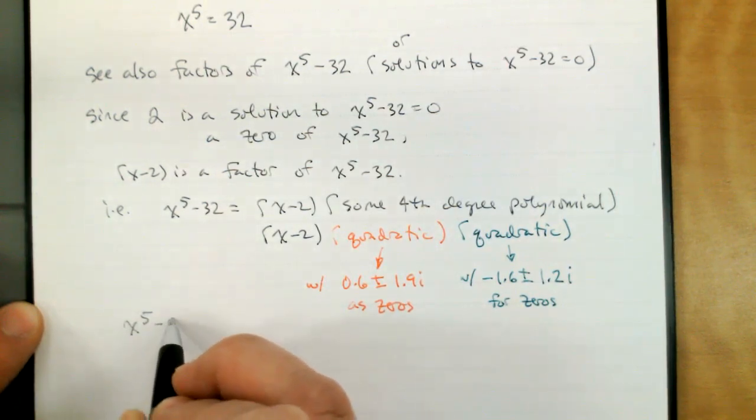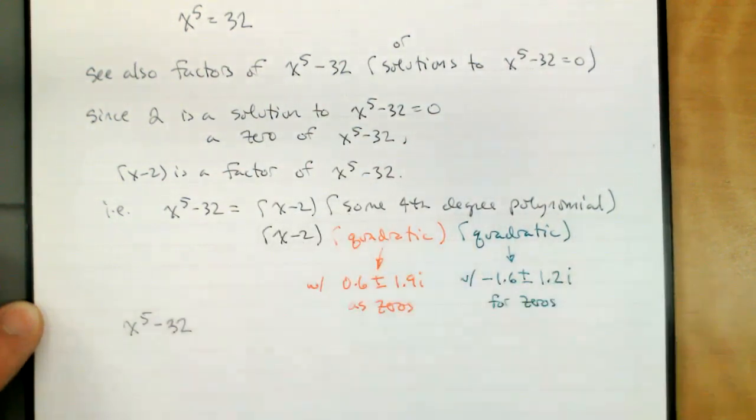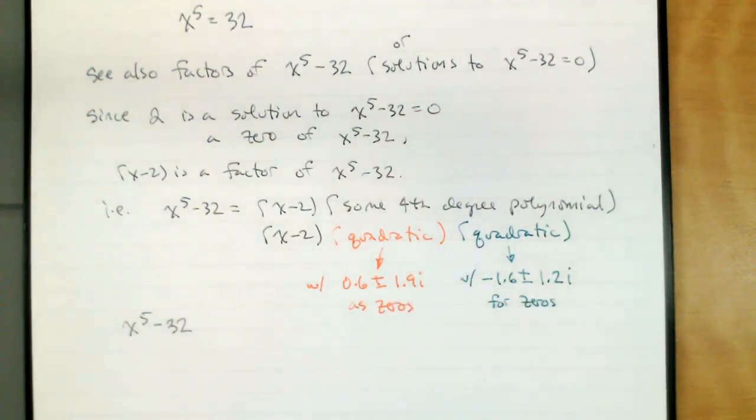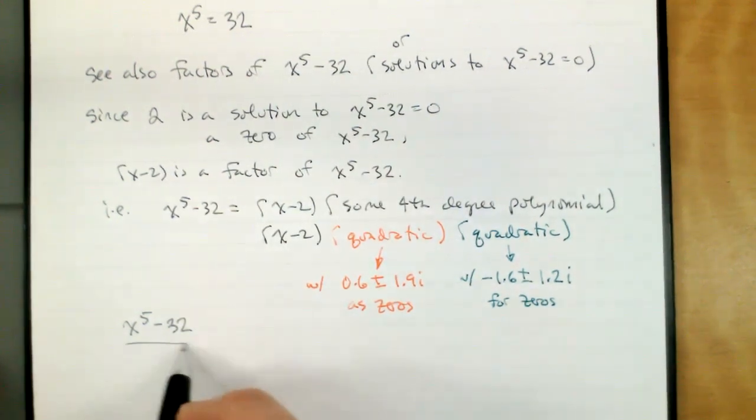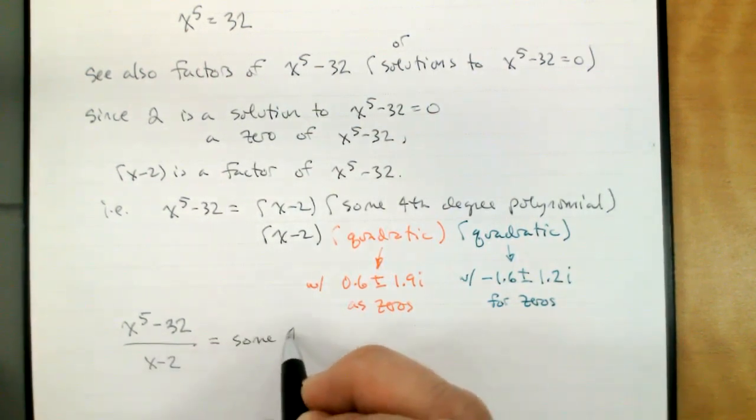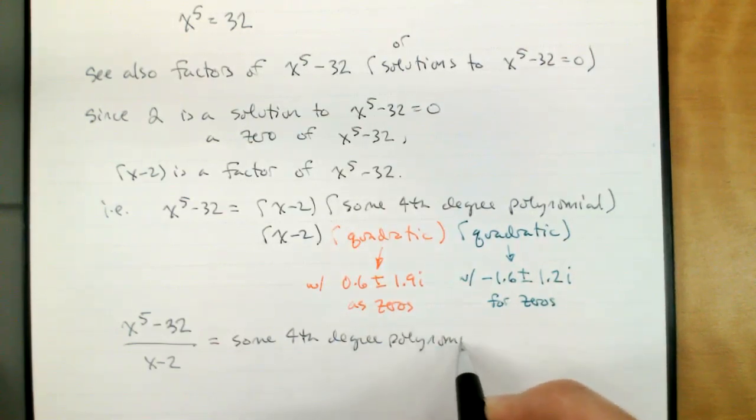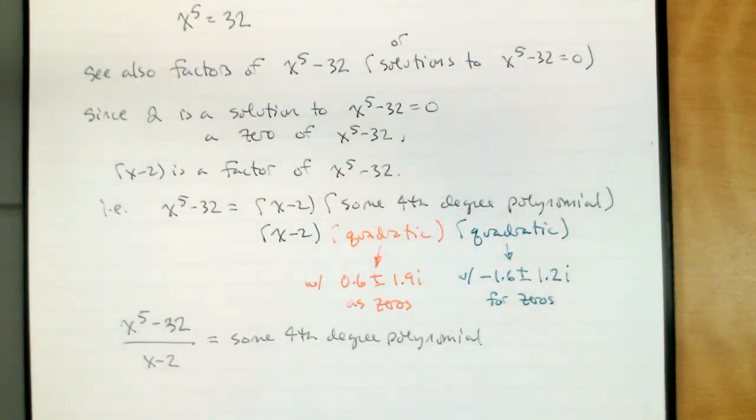Because that's just how multiplication and division get along, right? If x to the 5th minus 32 is x minus 2 times some 4th degree polynomial, that means x to the 5th minus 32 divided by x minus 2 will be some 4th degree polynomial. If 2 times 3 is equal to 6, then 6 divided by 3 is equal to 2. So if we want to figure out what that 4th degree polynomial is, we got one of the real zeros of x to the 5th minus 32. We can just divide.